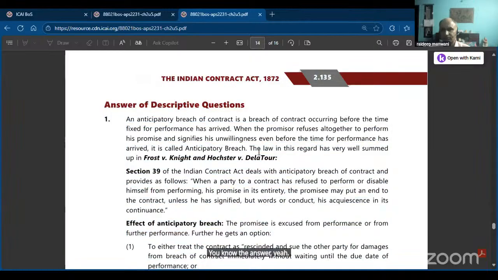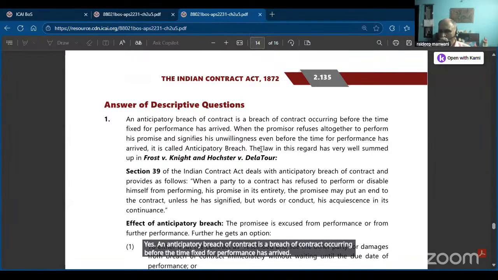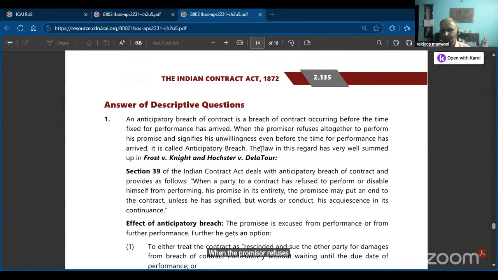Yes, sir. An anticipatory breach of contract is a breach of contract occurring before the time fixed for performance has arrived. When the promisor refuses altogether to perform his promise and signifies his unwillingness even before the time for performance has arrived, it is called anticipatory breach. The law in this regard has been very well summed up in Frost versus Knight and Hochster versus De La Tour.